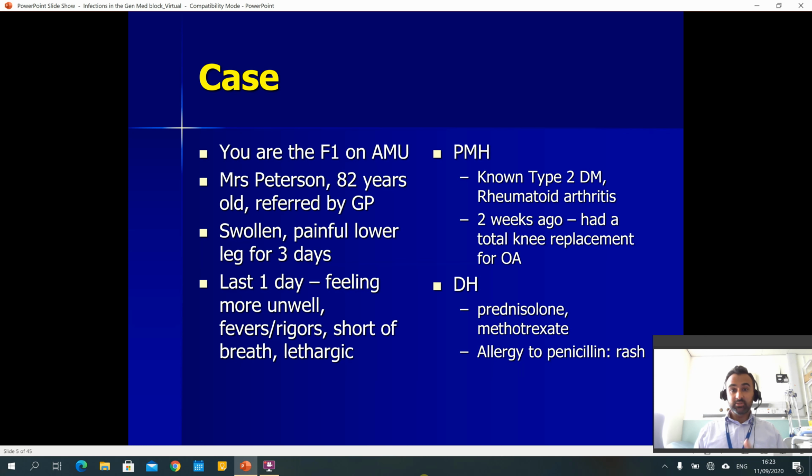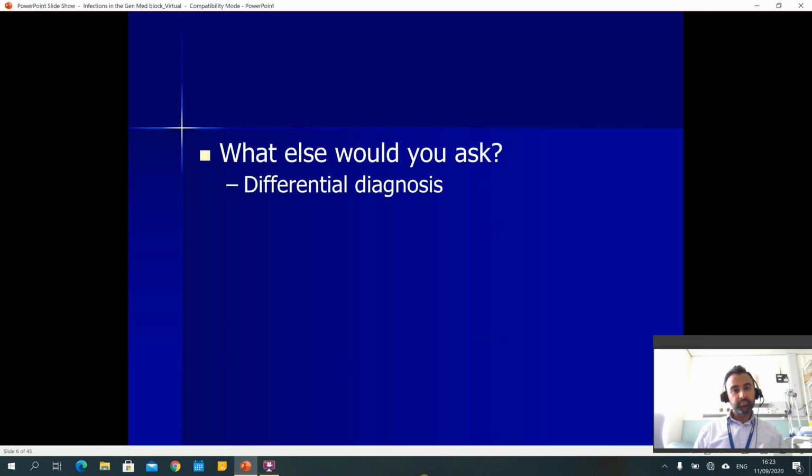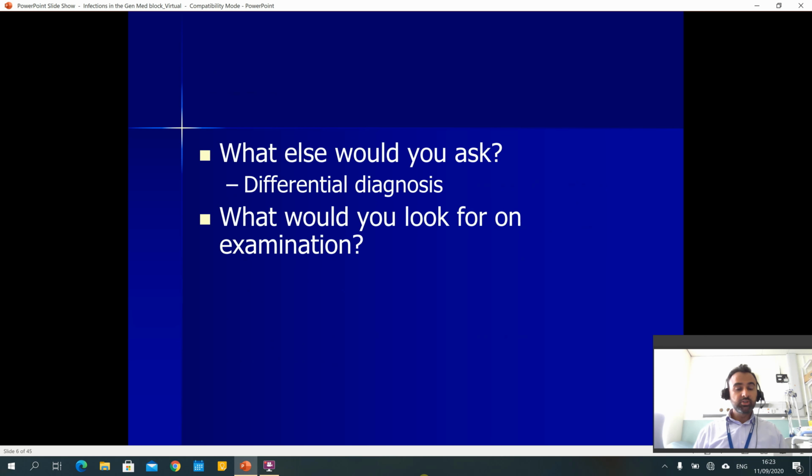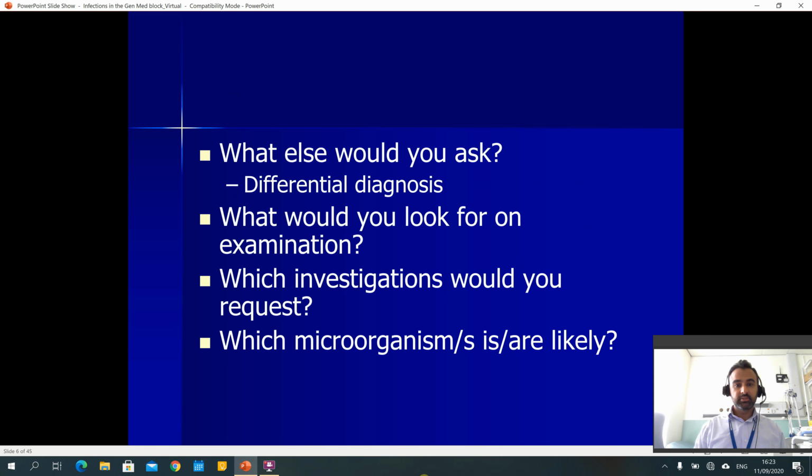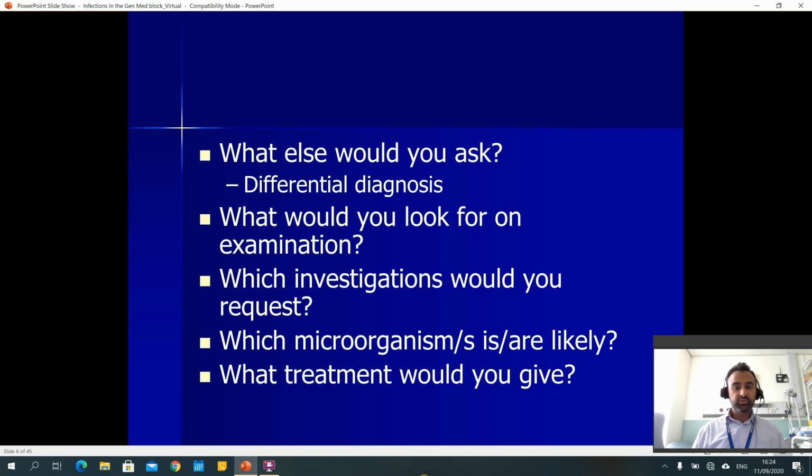So as an infection specialist or as a general medic, the questions that come to my mind is, what else would you ask at this point if you were seeing her for the first time? And based on that, what would be your differential diagnosis here? What would you look for on examination to help you make your differential diagnosis? Which investigations would you request? Which microorganisms are likely, or there could be more than one, if this is an infection? And what treatment would you give? So these are all the questions that I want you to start thinking about, and hopefully this framework will give you an idea about how to answer them.